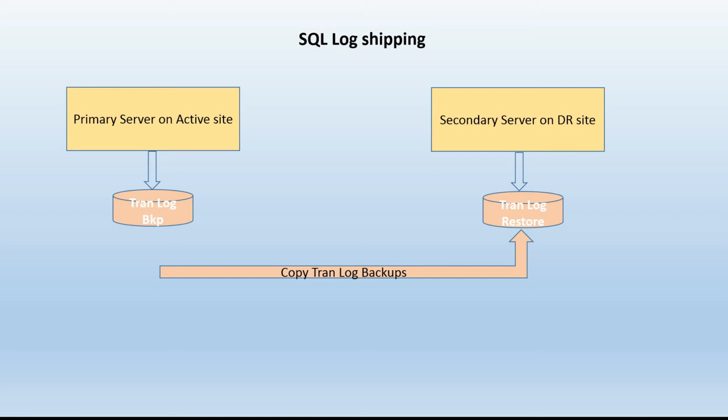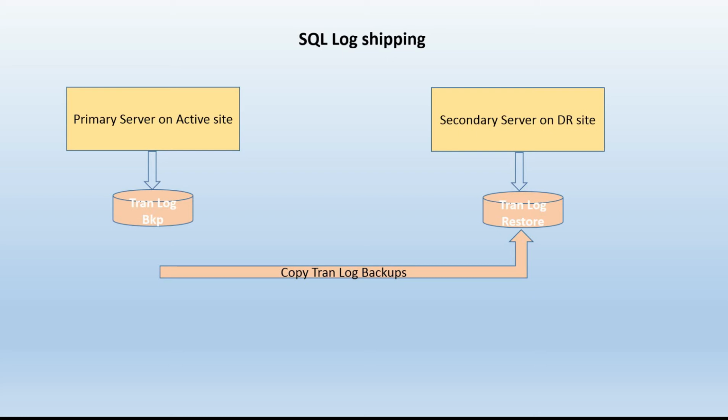In SQL log shipping, you have a primary server on the active site, and then you have a secondary server on a DR side, which is a secondary site. You make the transaction log backup, then a process or a job in SQL Server copies those transaction log backups to the secondary server on the DR site, and a job or a process runs to restore those transaction logs on a periodic basis, and that's how the data gets synced from the primary server to the secondary server.